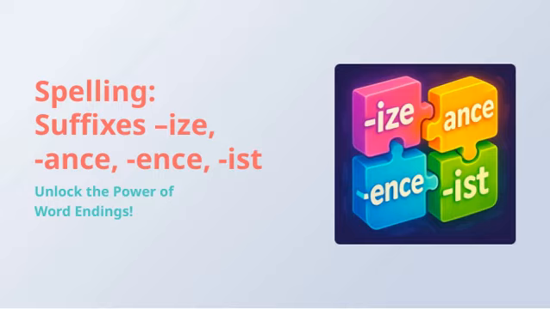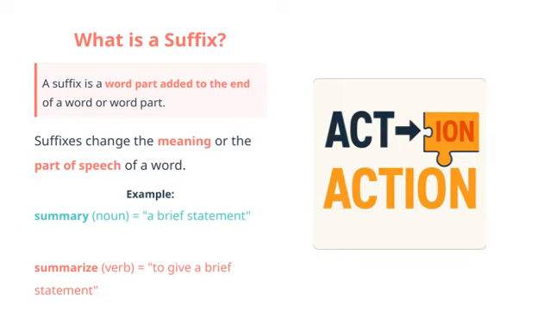Let's get started. Now let's look at the word summarize. As a verb, it means to give a brief statement of the main points. When I say summary as a noun, I'm referring to that brief statement itself. Both words are connected. Summarize is the action, and summary is what you create when you do that action.